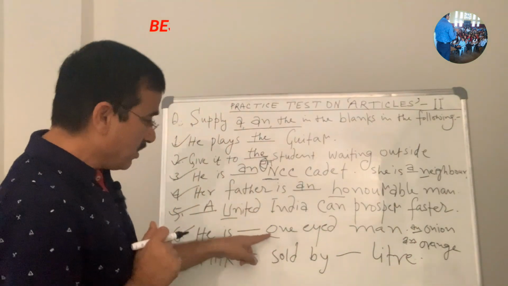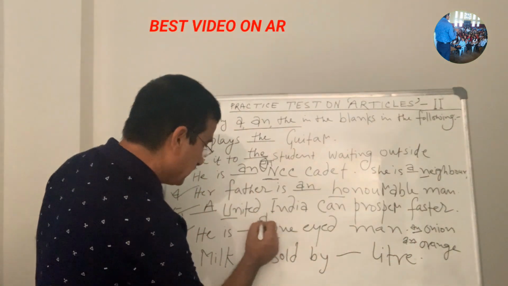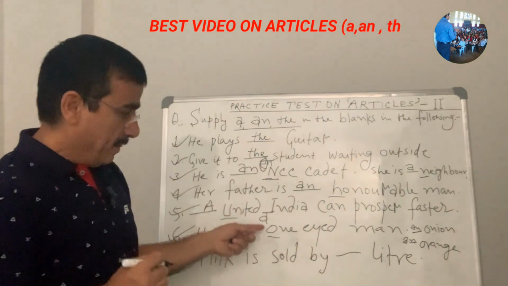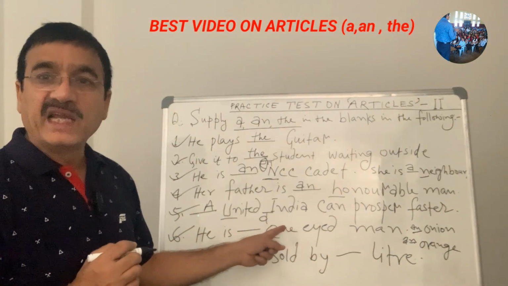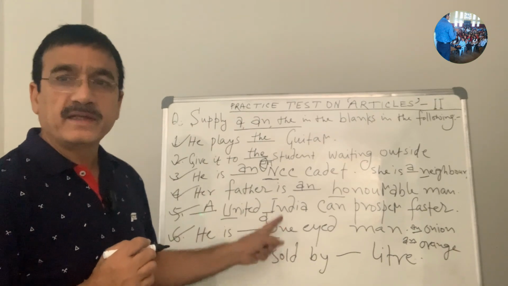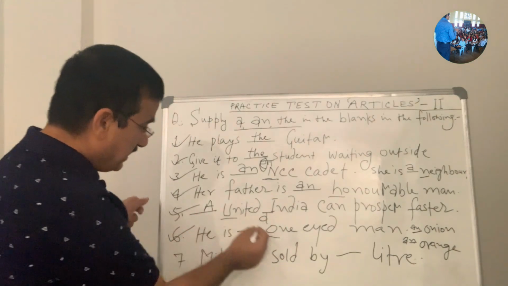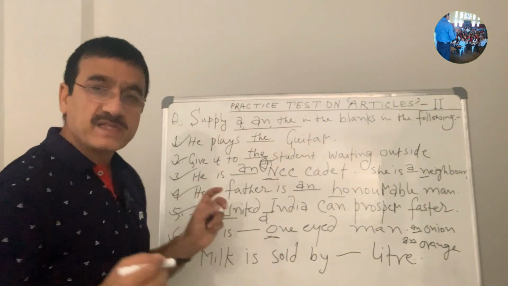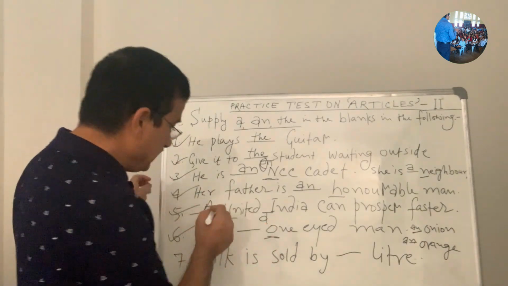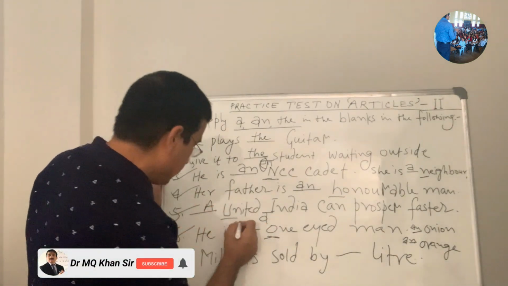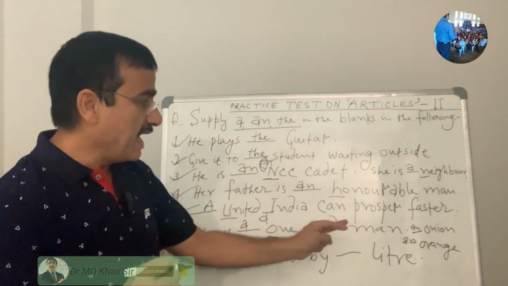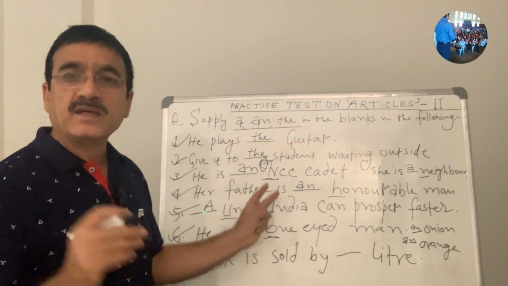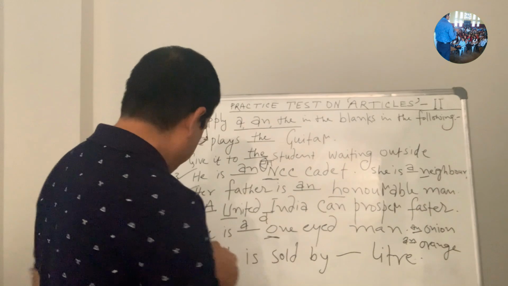But when the sound of O is w, like this, w in Hindi, so w like one, it is not un, it is not on, it is one. So when O produces the w sound, it is what? Consonantal sound. So here it will be a. He is a one-eyed man. He is a one-legged man, etc.